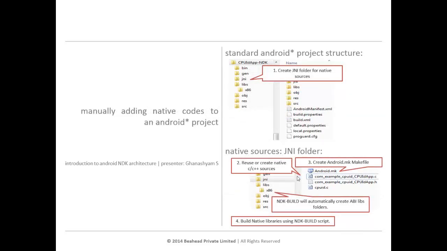Now let's look at how to include native code in an existing Android project. In a manual method, first you need to create a JNI folder under the project folder, and all the native files, the C++ files, including a makefile, the Android makefile, need to be present inside this JNI folder. Once the JNI folder contains these files, you can use the NDK build command to create the libraries and shared objects. The NDK build will automatically create the platform specific libraries under the libs folder.